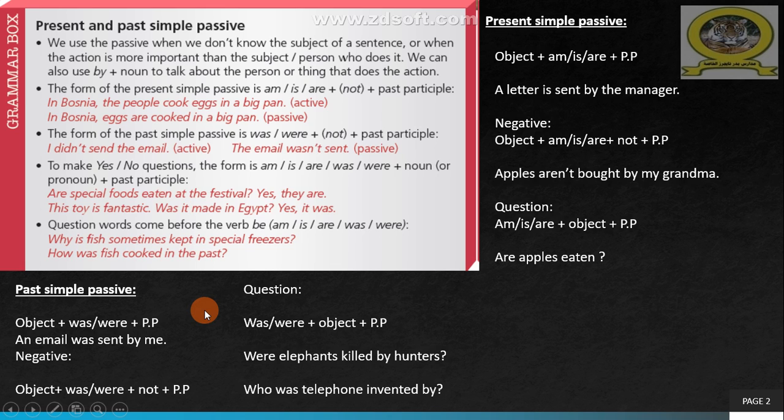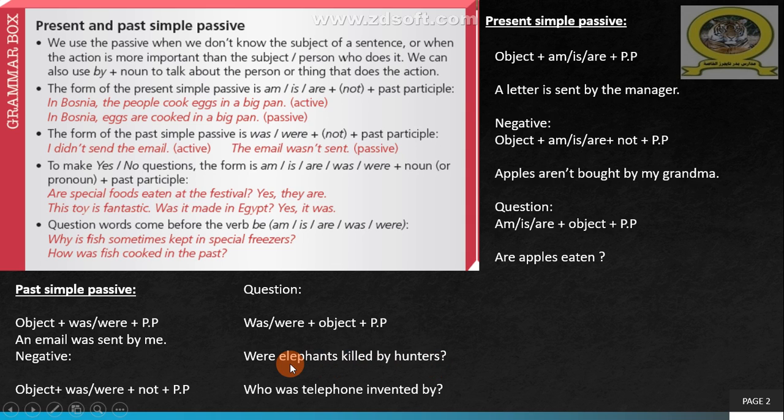How do we make a question? Like what I did in the present simple passive, I will start with the verb to be in the past: was or were first, plus the object, plus the past participle. Were elephants killed by hunters?